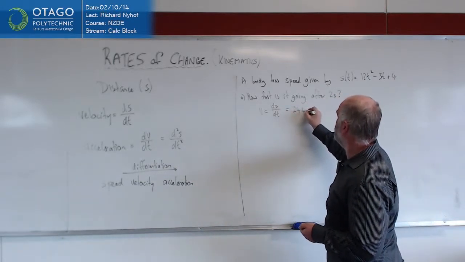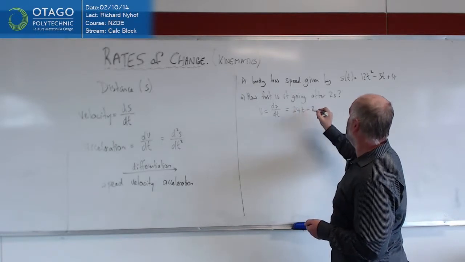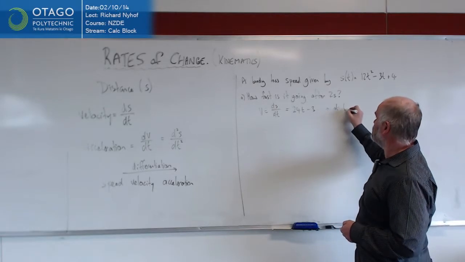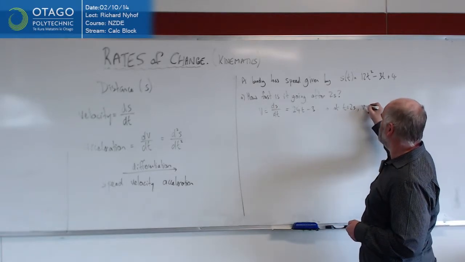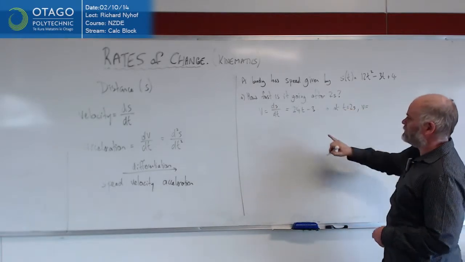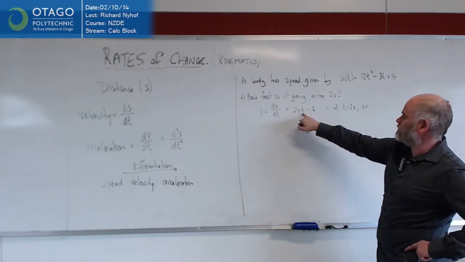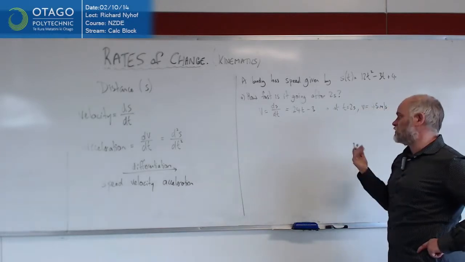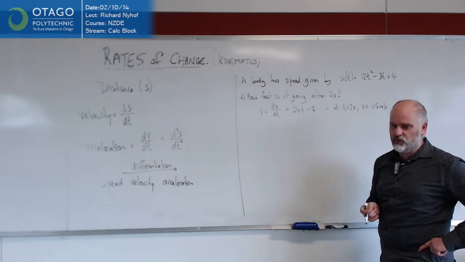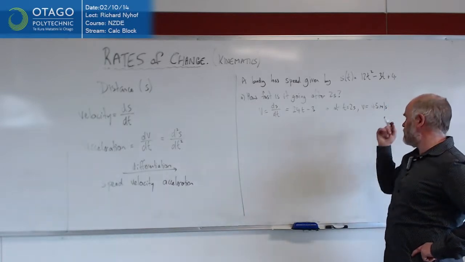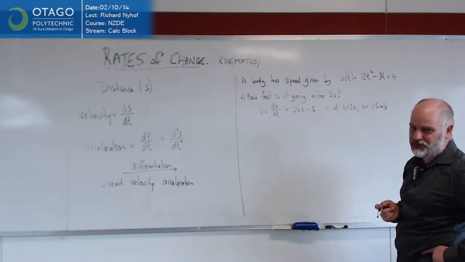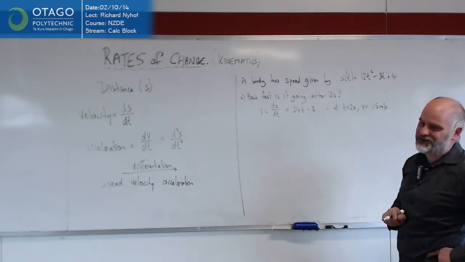That gives us 24t minus 3. So at t equals 2 seconds, velocity is, plug a 2 into there, 24 times 2 is 48, minus 3 is 45 meters per second, which is quite quick. 28 meters per second is 100 k's, so that's 170 k's or something like that. So it's going quite quick after 2 seconds. This is a very, very fast thing.